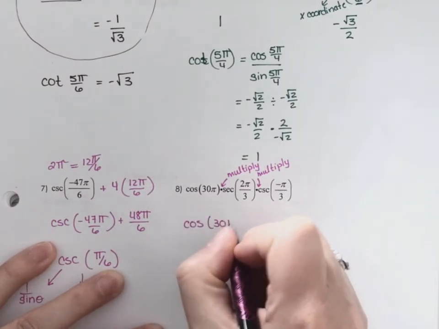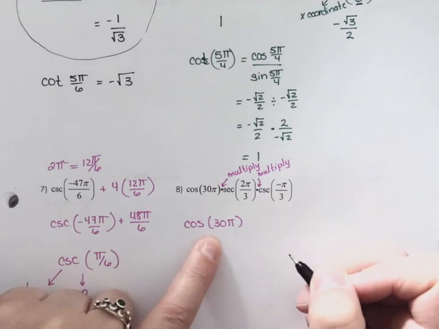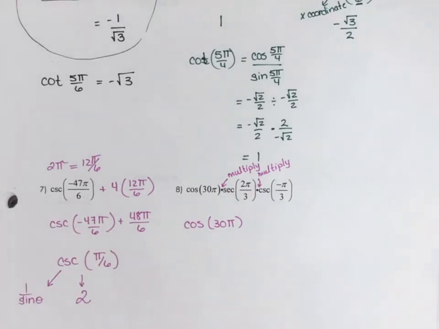Cos of 30 pi. Figure that out. What's cos of 30 pi? It'll be the same as 2 pi, so it'll be 0, 1. No, 1, 0. No, 0, 1. Wait. No, 0, 0. Nope. There's no point that's 0, 0.